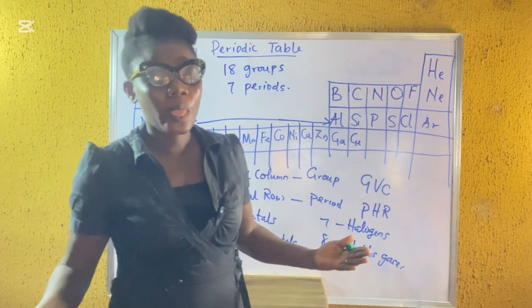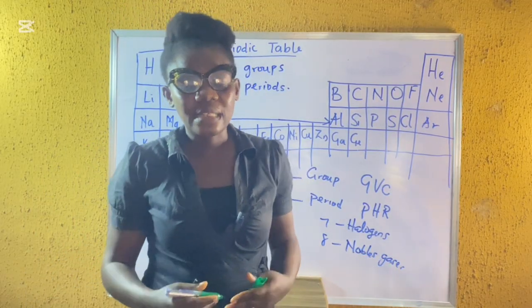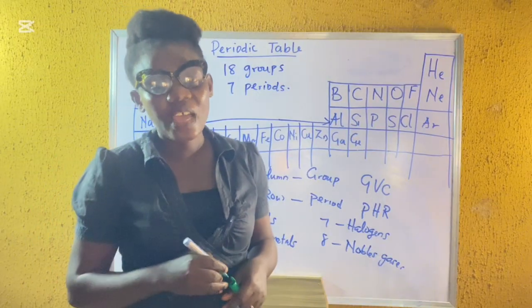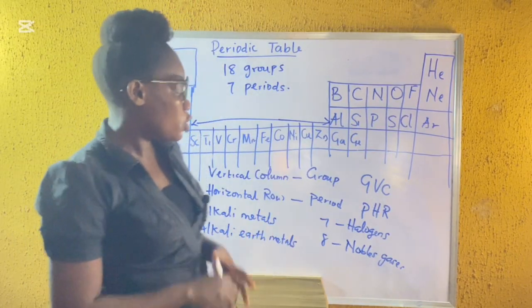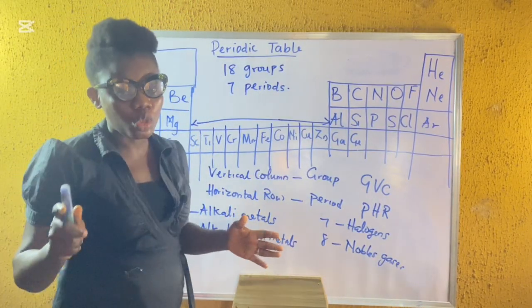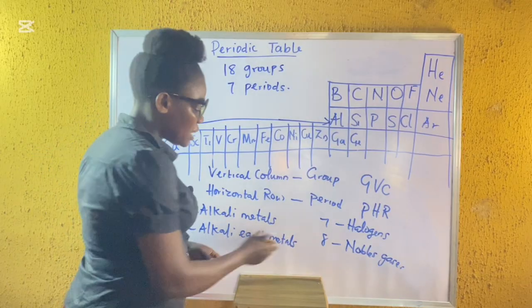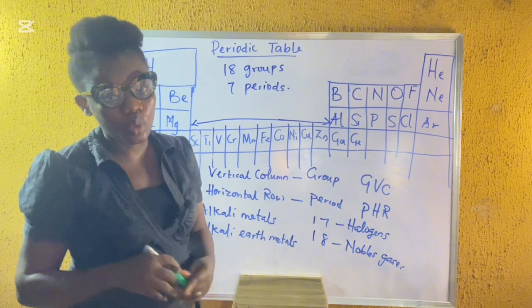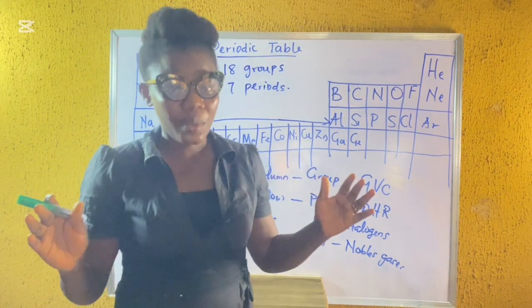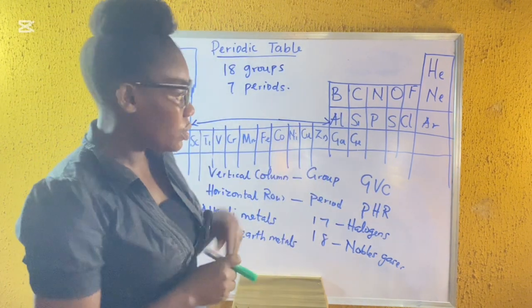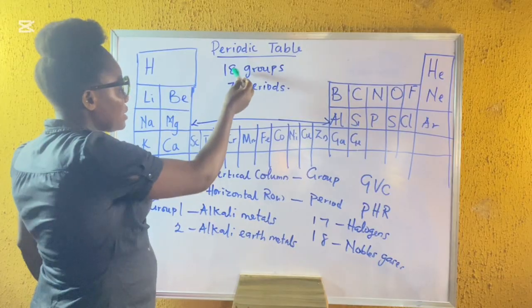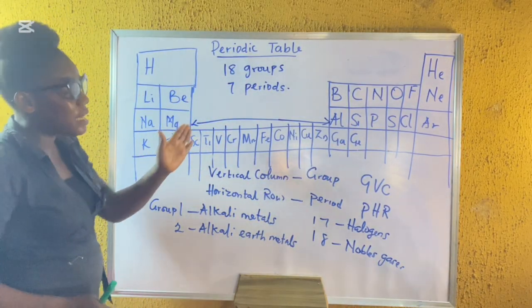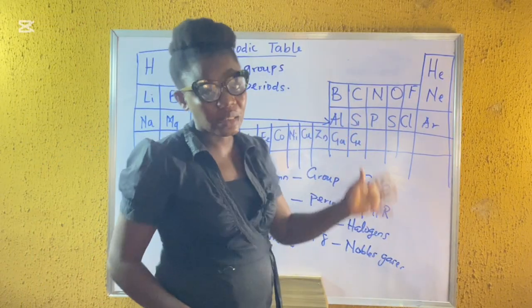But for secondary school, we can say we have 8 groups: group 1, 2, 3, 4, 5, 6, 7, and 8. Because if we would now want to be precise, then group 17 will be halogens, and group 18 will be noble gases. Please get it right and don't get confused. Okay, so 18 groups.